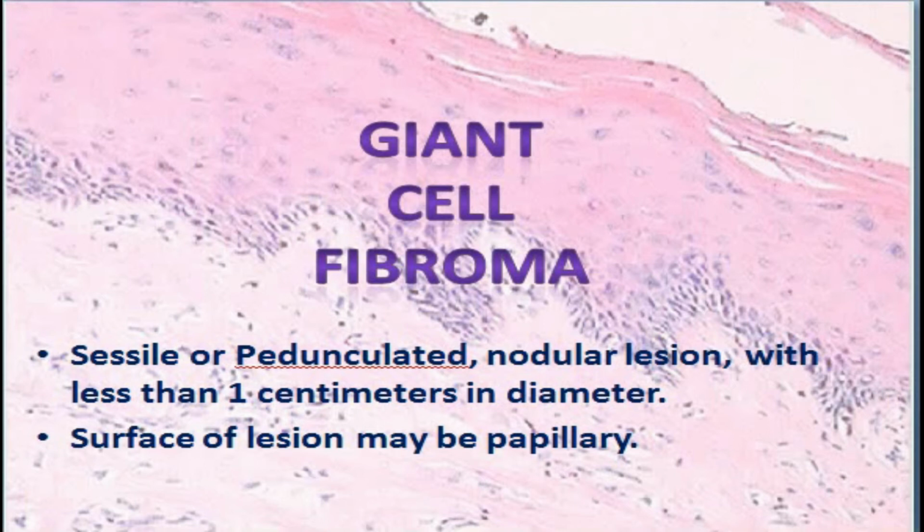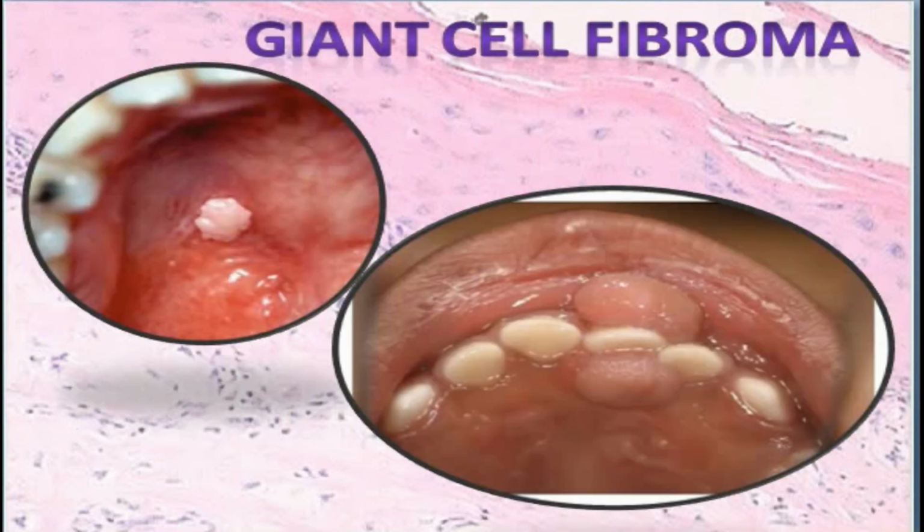It can be either sessile or pedunculated. It appears as a normal lesion, and one more feature is there. Instead of the very smooth surface in fibroma, here we will have two variants. One is smooth surface, and the other is a papillary lesion. That means there will be finger-like projections. The picture shows the same. In some cases, we will have lesions which may be crossing the interdental space.